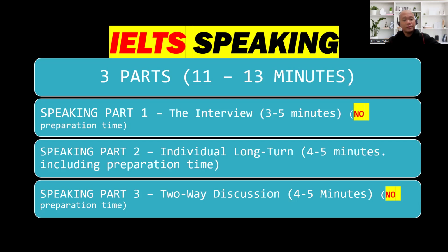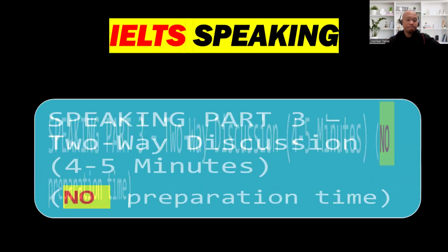Speaking part 2 is called the individual long turn. The test roughly lasts for 4 to 5 minutes, including preparation time. And finally, speaking part 3 is also called the two-way discussion, and this test roughly lasts for 4 to 5 minutes, and there's no preparation time. So today's main focus here is IELTS speaking part 3.